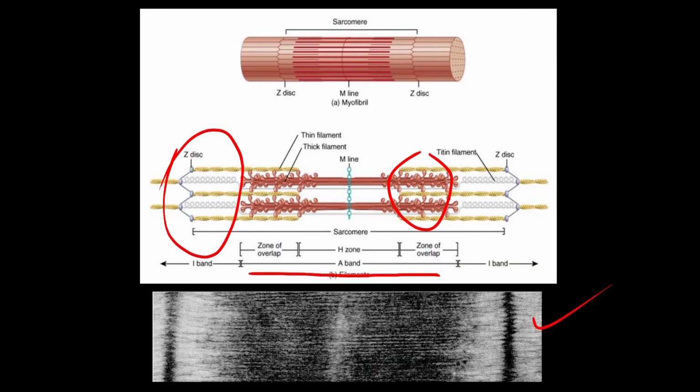In this electron microscopic photograph also we can see. This is how we can see the Z disc on both sides. This is the M line. Where overlapping is found, this is the A band, and this is the I band. Here there is no overlapping.